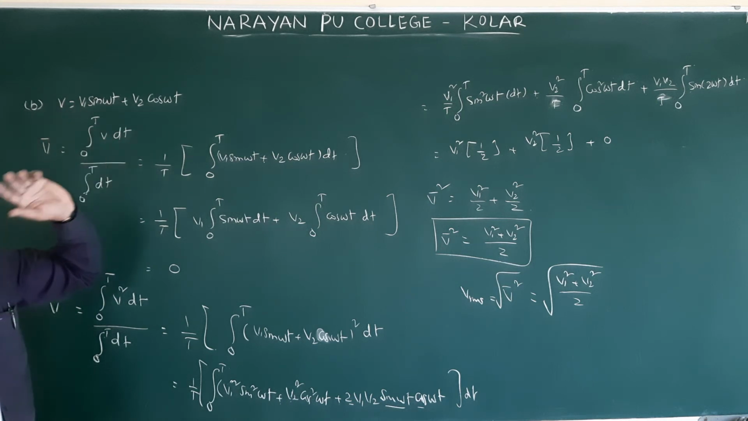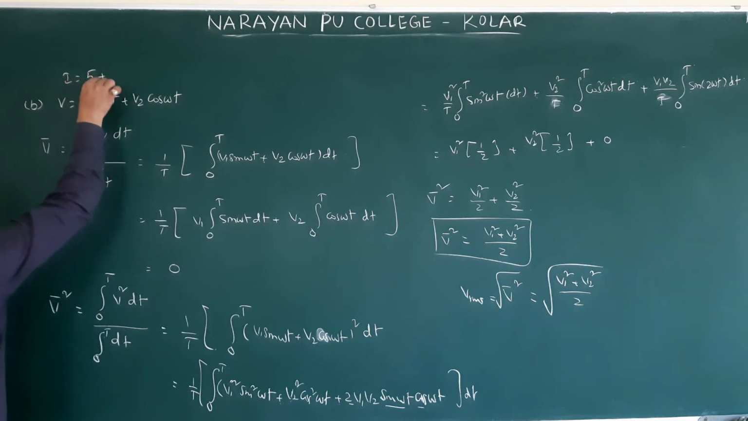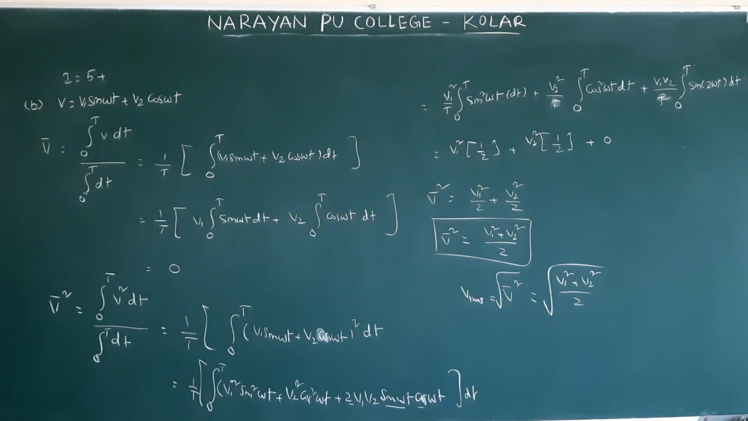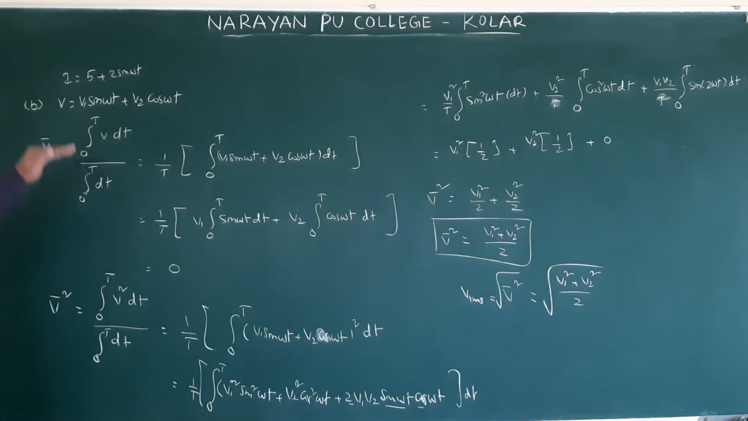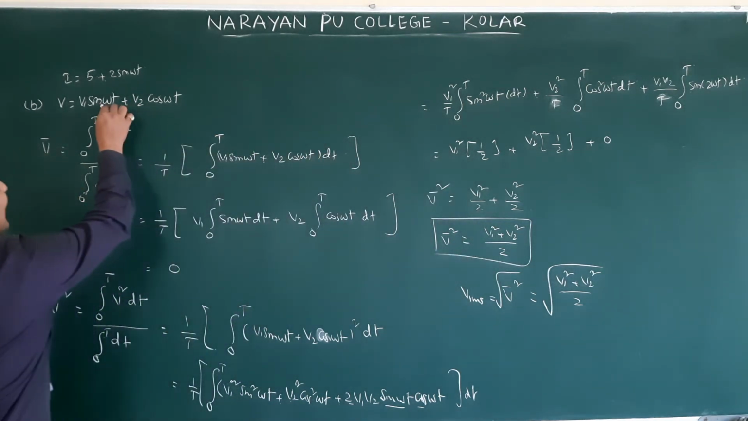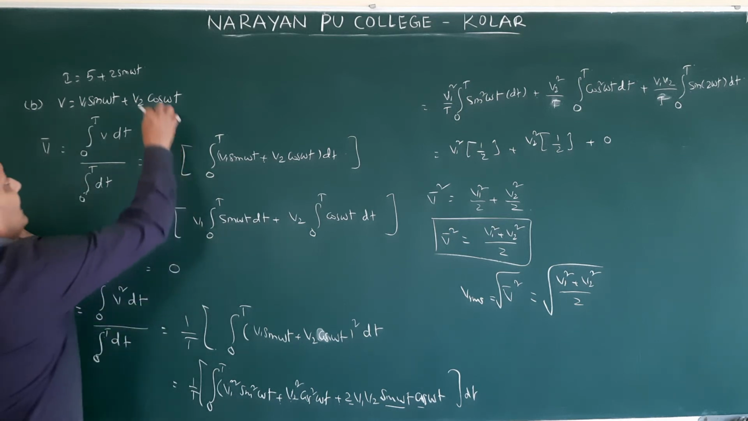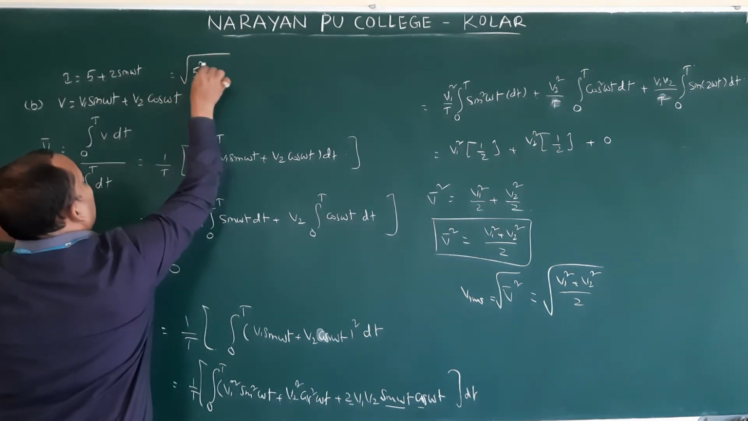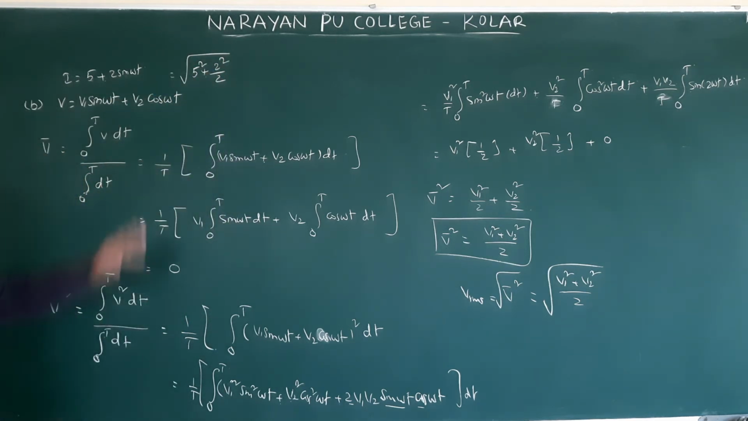We did the sin omega t cos omega t theory. In the previous one, they gave I equals 5 plus 2 sin omega t. For this also you can use a shortcut method. What is the shortcut method? You can find the mean square value. How? Besides the sin omega t cos omega t, there is v2 square by 2 and v1 square by 2. If nothing is there, you simply have to square. So it is root of 5 square plus, whenever sin omega t is there, 2 square by 2. That is the shortcut.